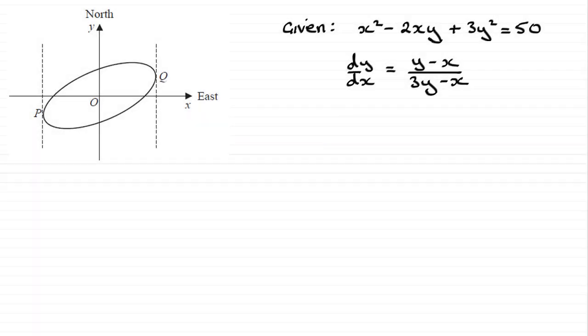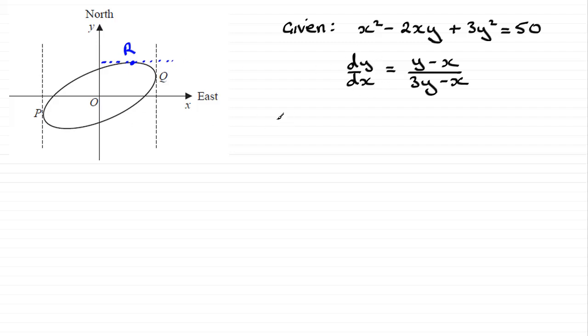So for this last part of the question, we're being asked to show how we would go about finding the coordinates of the most northerly point on this curve. Well, what we can see is that the most northerly point has to be a point, say, around here. Let's say I call it R. And at R, the gradient of the tangent would be horizontal. In other words, it would be 0.